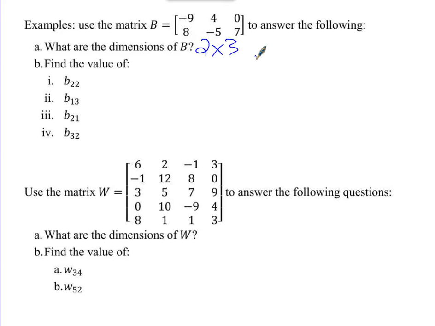Now let's find the value of these 4 elements here. We have B22. What is B22? It is -5. B22 means row 2, column 2, and that makes -5 right there. What is B13? We have row 1, column 3. That's that guy right there, 0. What is B21? B21 is row 2, column 1, that's 8. And what about B32? There is no 3, 2. That would mean row 3, but there's only 2 rows. So this is undefined.